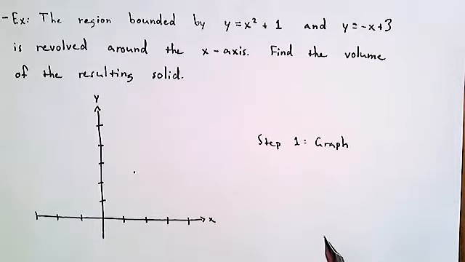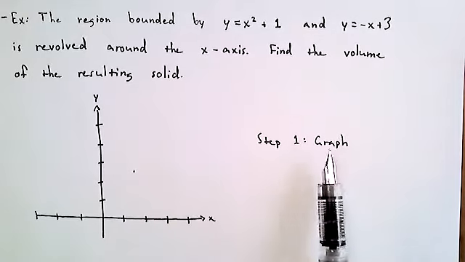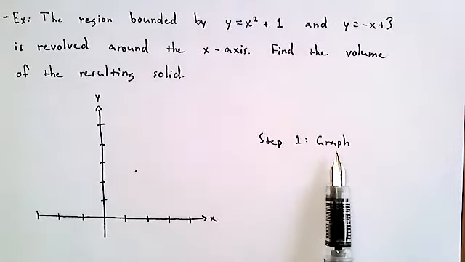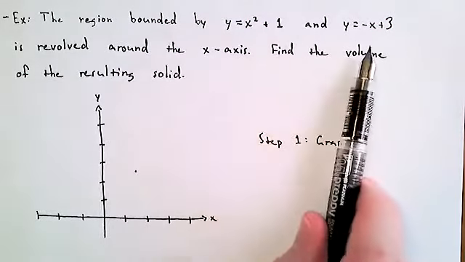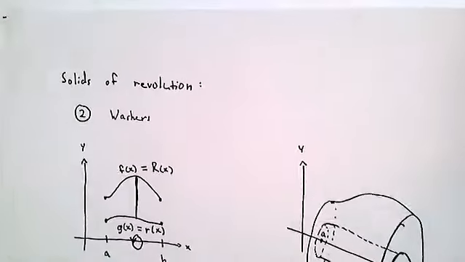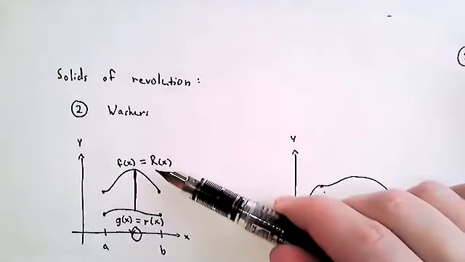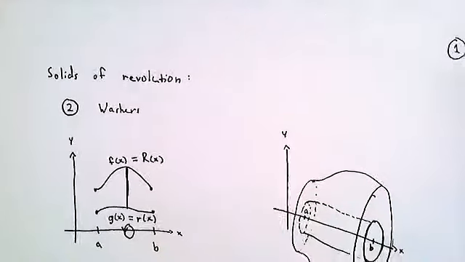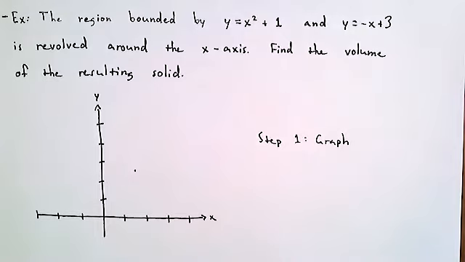So the first step, we're going to have to graph both of these functions. The reason that we really have to start by graphing is, well, we don't know which function is on top. Because it matters. We need to know which radius is larger and which is smaller. So we definitely have to graph these things. Luckily, these are pretty simple.